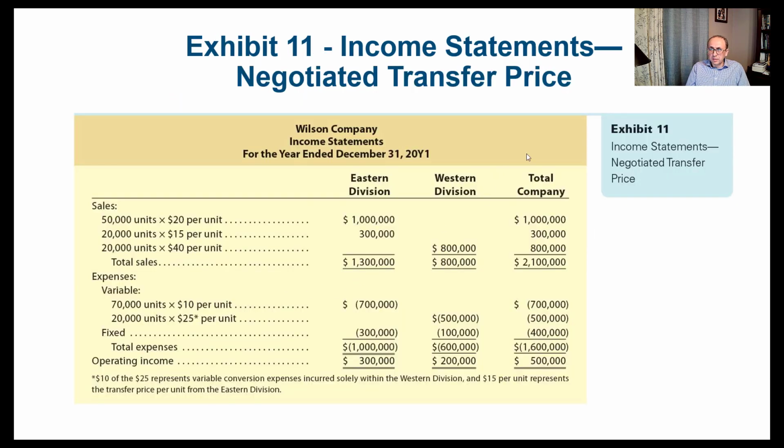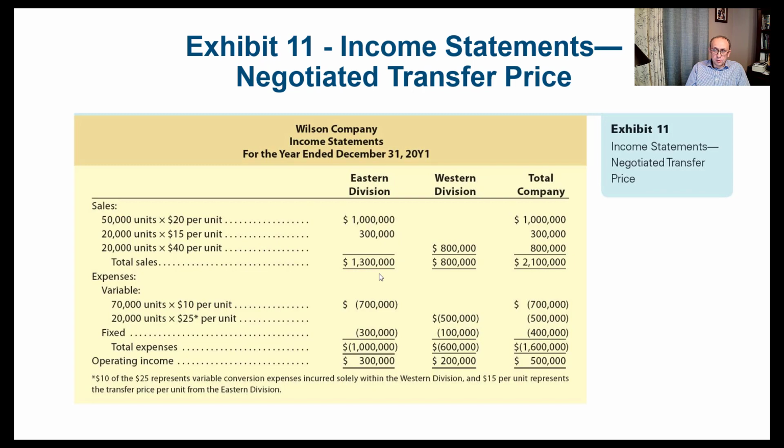So here we have an example of an income statement based on the negotiated transfer price, where we're assuming that the transfer price was set at $15. You see that the Eastern Division still sells the 50,000 units at $20 to the outside customers, but 20,000 units at $15 go to the inside, the Western Division. These products would be sold to the Western Division for a total of 300,000. So now their total sales went up to 1.3 million.